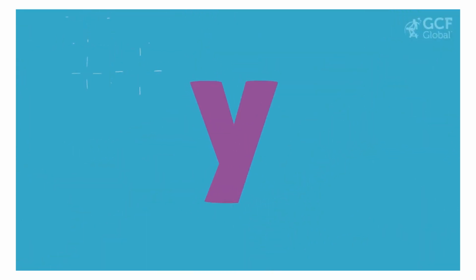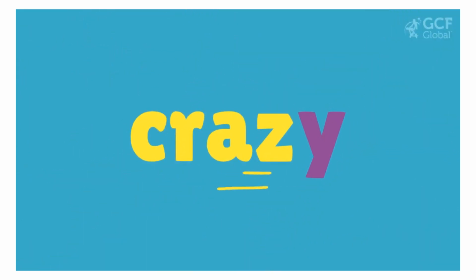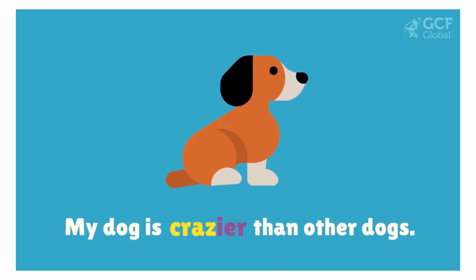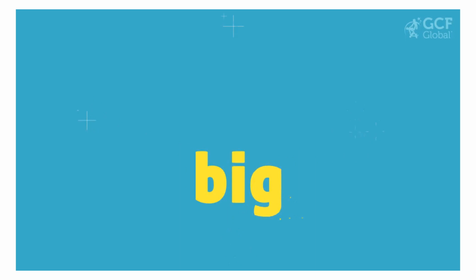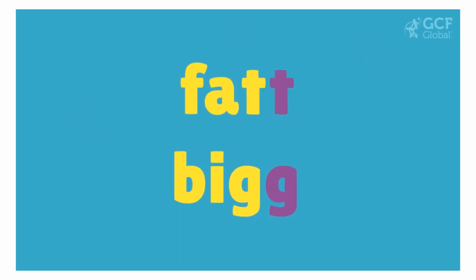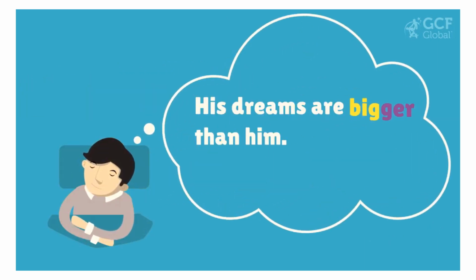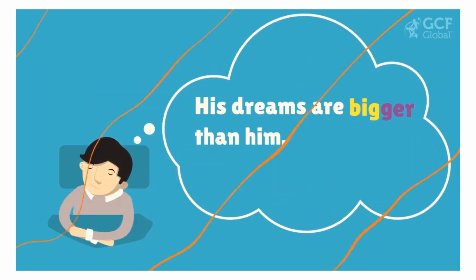If the adjective ends in Y, like crazy, we must replace it with the letter I and add the suffix ER. My dog is crazier than other dogs. To use adjectives like big or fat as comparative, we should duplicate their last letter and add the suffix ER. For example, his dreams are bigger than him.